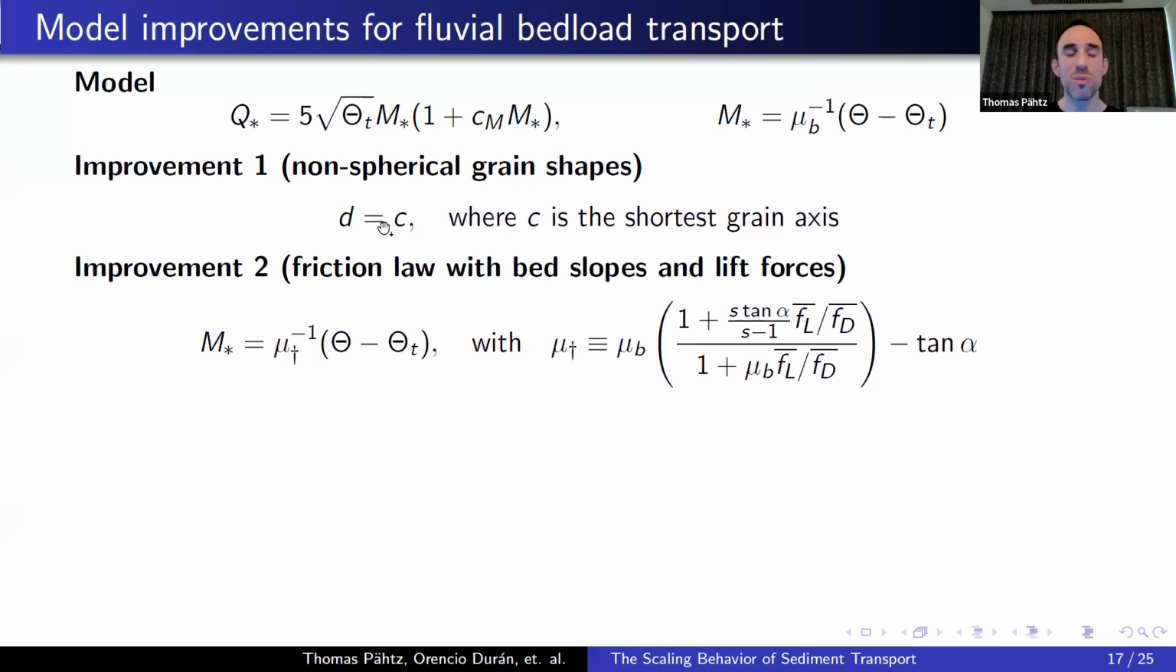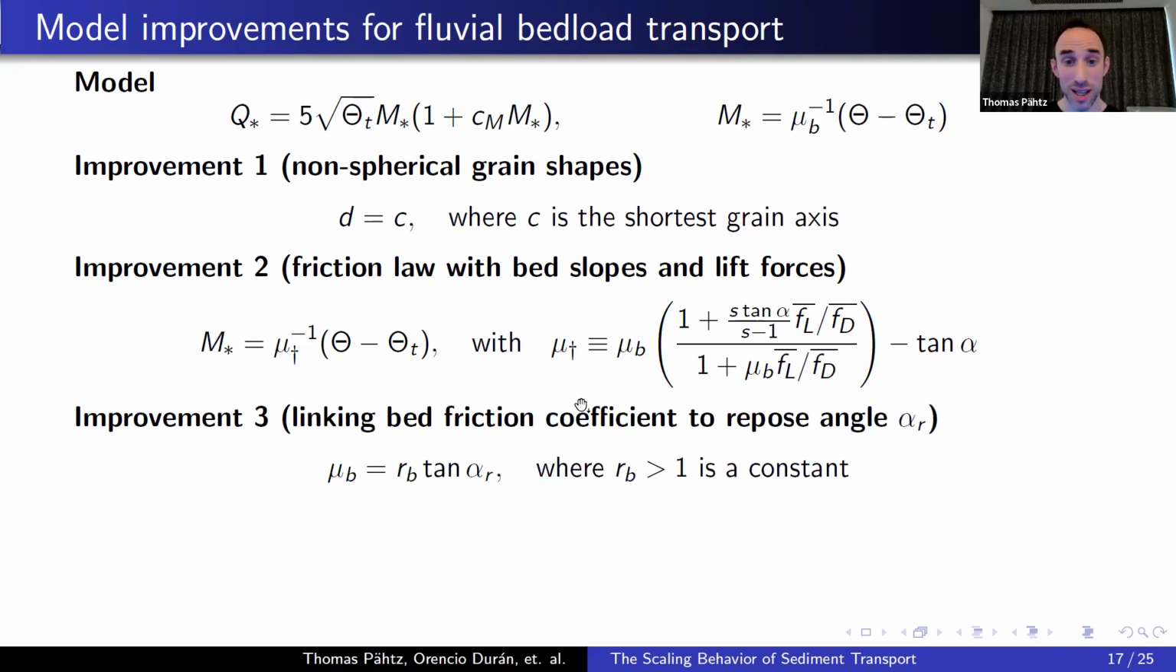Improvement number two: before, I was just talking about a friction law, where we had here mu b to the power minus 1. Well, now we take into account bed slopes and also lift forces on particles, which we haven't taken into account before. Lift forces are forces that, when the flow is streamwise, act normal to the flow direction. So then, straightforward analysis of the same thing will give us this. There's actually, physically speaking, not much difference, except that we consider a few more things, bed slope and lift forces.